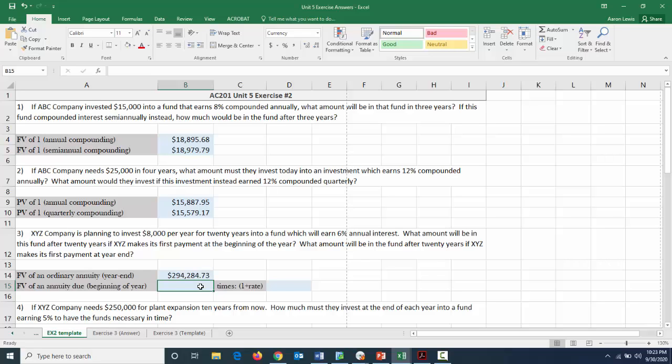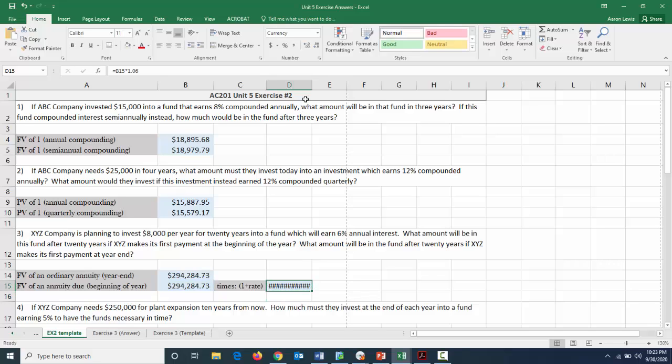Like if we make the investment on January 1st of the first year we deposit, we get that first year's interest. If we wait till December 31st, we don't, because the year is over. We don't earn the interest. So all you do to answer this is you take the future value of an ordinary annuity and you multiply it one more time by 1 plus rate. So we take our $294,284.73 and we multiply it by 1 plus rate. Our rate is 6%, so let's multiply it by 1.06.